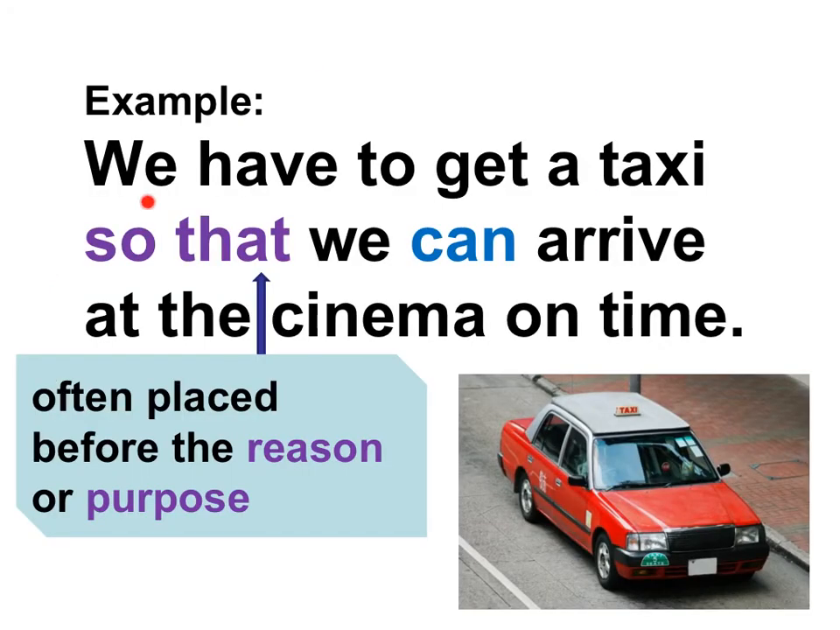Example: we have to get a taxi so that we can arrive at the cinema on time. This part is the purpose of why we have to get a taxi. We put so that before the reason or the purpose of the action. In this case, the action is get a taxi.